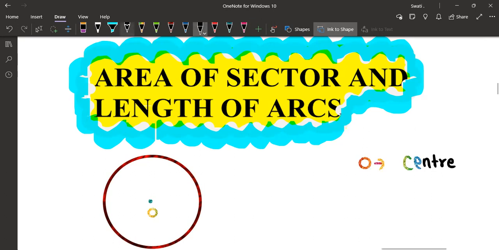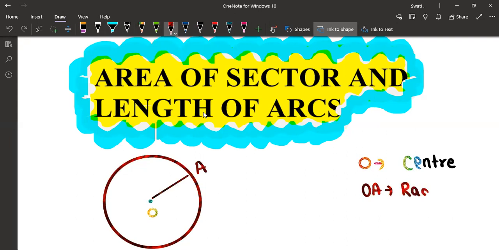Next, I'm going to draw the next thing, and I hope you know this already, that we call as the radius. So here this OA, I'm just going to write down here A. So this OA is called nothing but radius.